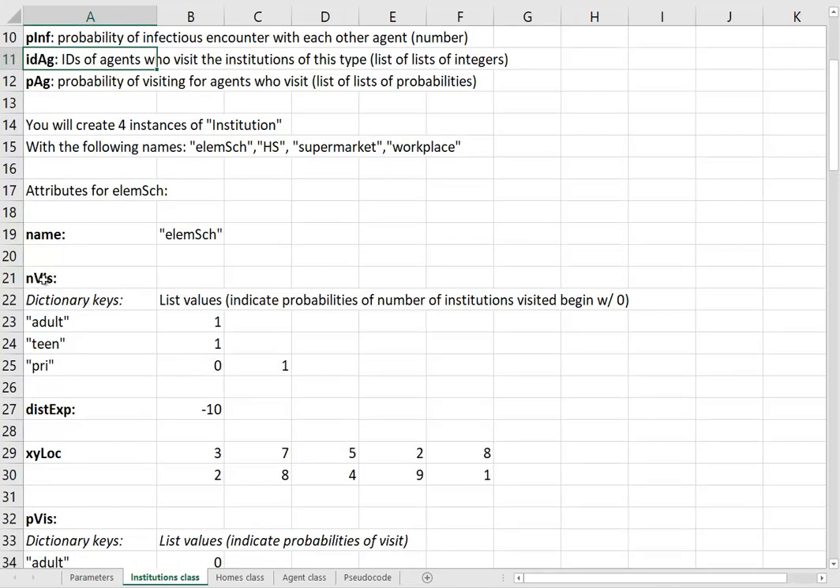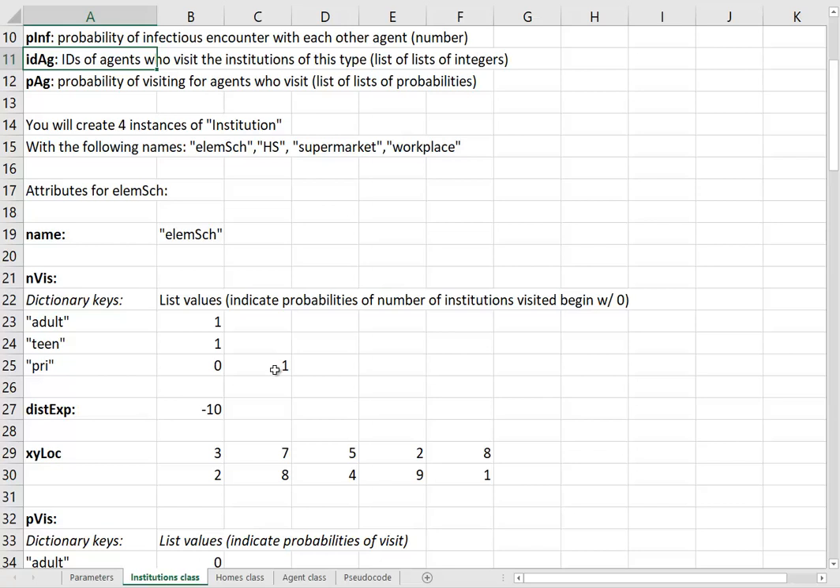So, like I said, NViz is the number of visits. So here are the list values. The list for adult is going to have the single value 1. The list for teen is going to have the single value 1. The list for pry is going to have two values, 0 and 1. Now, what does this mean? This means that the adult does not visit any elementary school. A teen does not visit any elementary school. The primary visits one elementary school. So that's what we're doing.